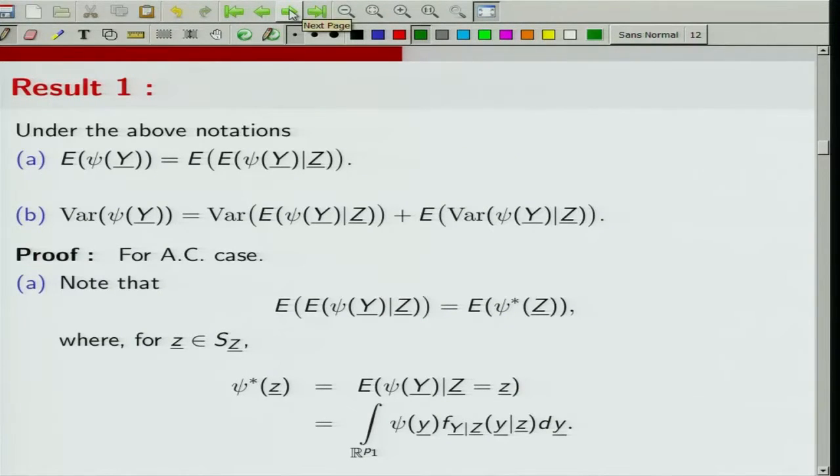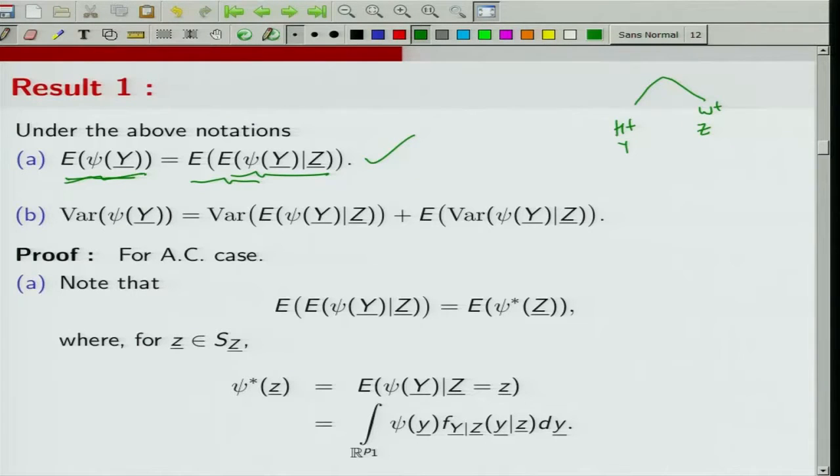One very useful result, under the above notation: if I have to look at expected value of psi(Y), that is the same as the expected value of the conditional expectation, that is, expected value of the conditional expectation of psi(Y) given Z. It is like this. Suppose you have height and weight of students, so you have two variables. Let me call this Y and this Z. I have to find the mean height of students in a population. Let me call that psi of Y.